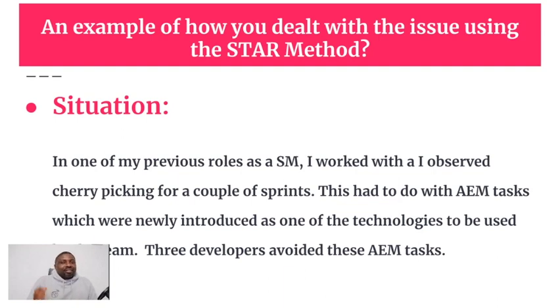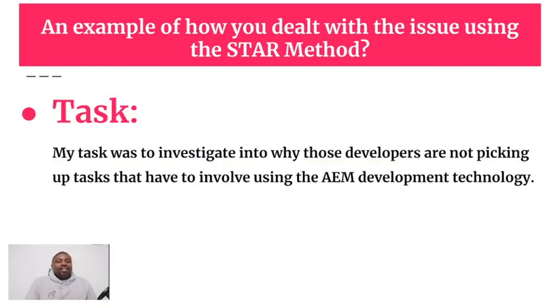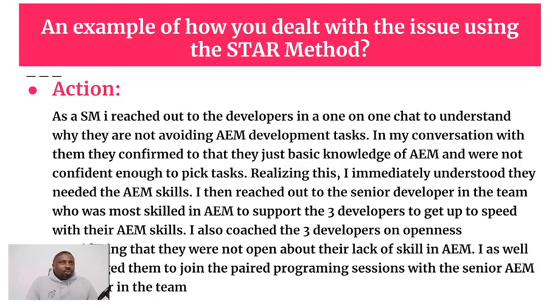I observed that there was avoidance by the other 3. So what was my task? Now you have to explain the task. Your task, as a Scrum Master, is that you observe that, and I had to investigate why those developers were not picking up those tasks that involve AEM development technology. What was my action? Observing that they were cherry picking because they never had a good understanding of AEM development, what did I do? To investigate, I took action.